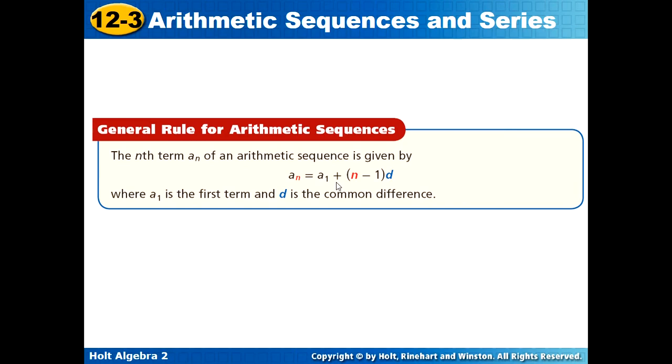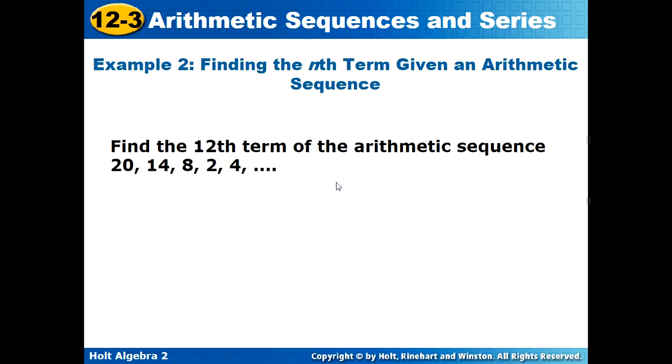A sub n, meaning whatever term you're trying to find, equals the first term, because of the little 1, plus the term you're trying to find. So if you're trying to find the 50th term, you put 50 there, minus 1, times the difference. Okay? So you need to know the first term, you need to know the term number that you're trying to find, and you need to know the difference.